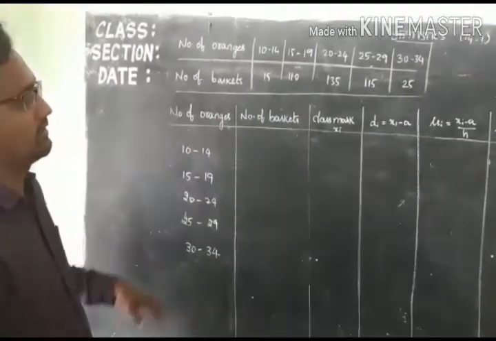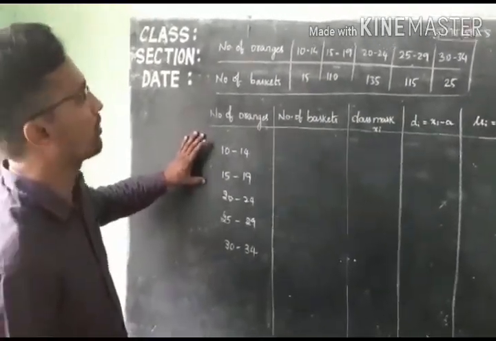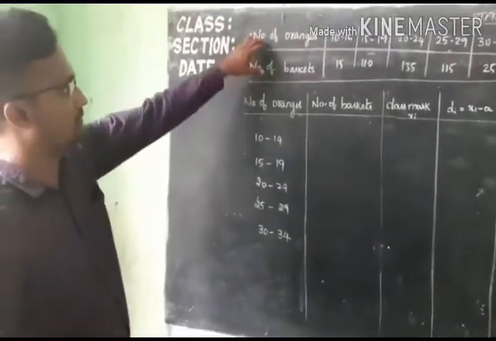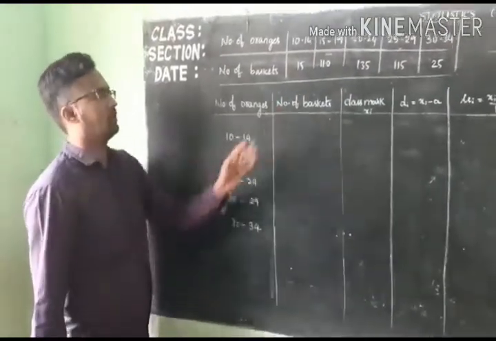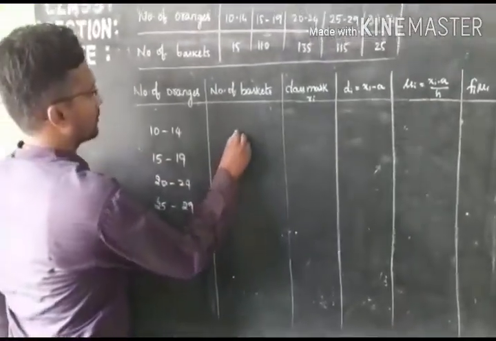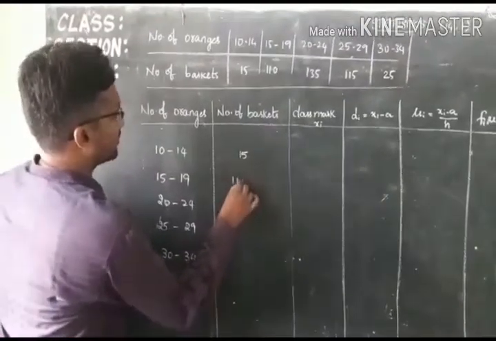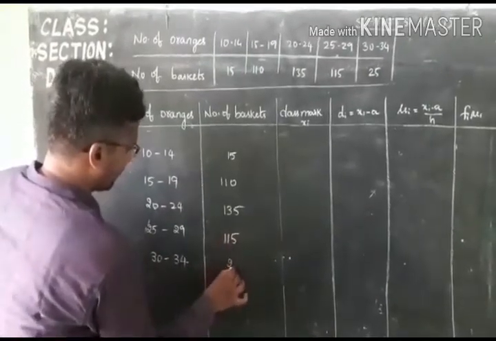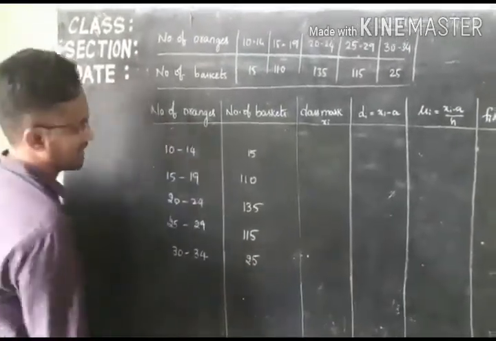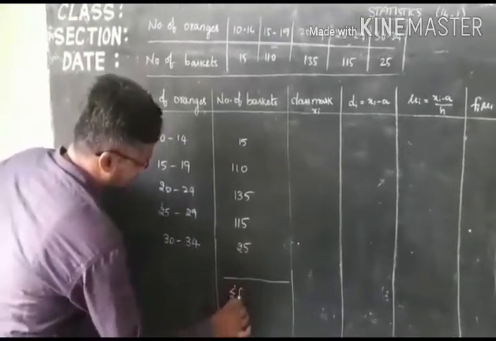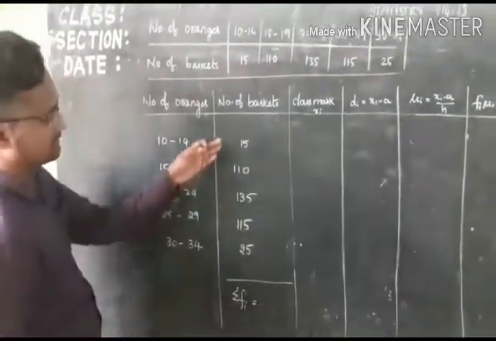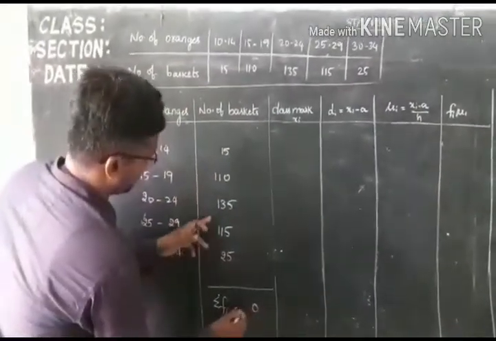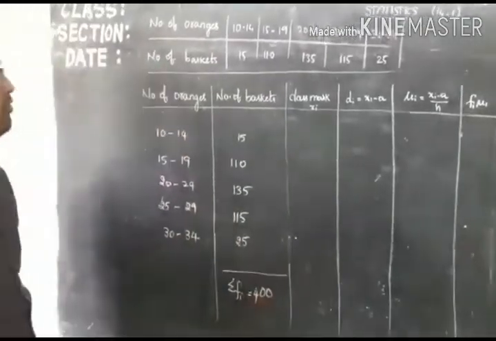This is the method, and this table indicates how to do the problem of arithmetic mean by the step deviation method. As usual, first write down the number of oranges in the first column and the number of baskets, that is the frequency, in the second column: 15, 110, 135, 115 and 25. Just add all the frequencies, that is sigma fi, and you are going to get 400.